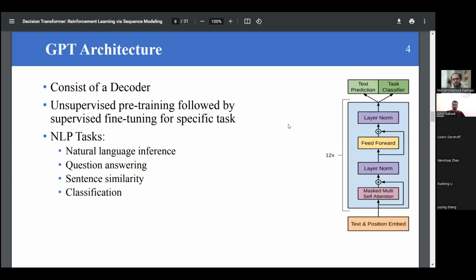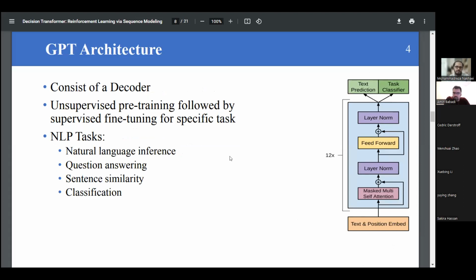Here you can see the original GPT architecture. This architecture consists of only a decoder. The main idea behind this architecture was to use unsupervised pre-training, then use supervised fine-tuning for a specific task. Originally, it was used for NLP tasks such as question answering, sentence similarity, and classification.